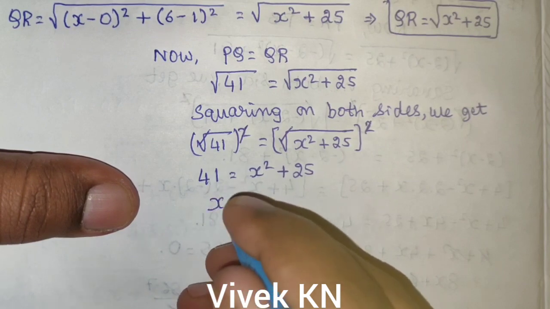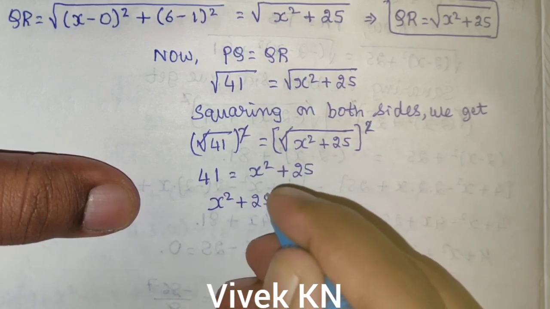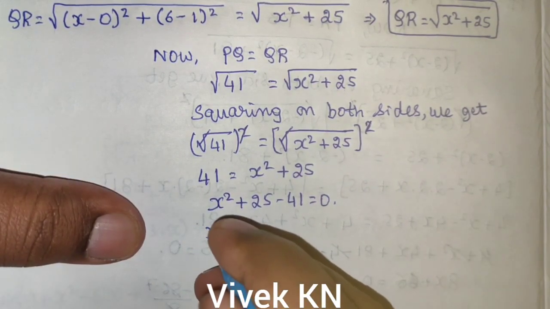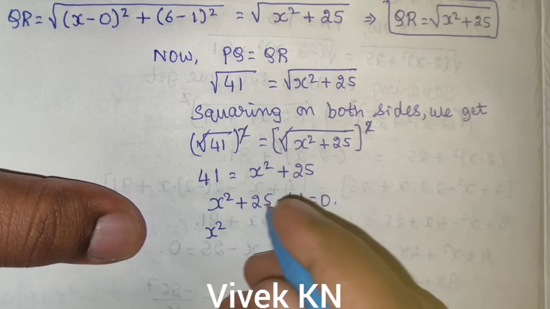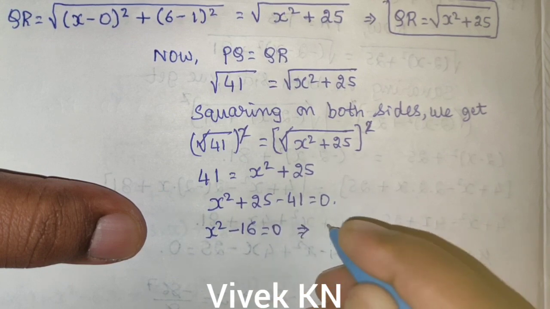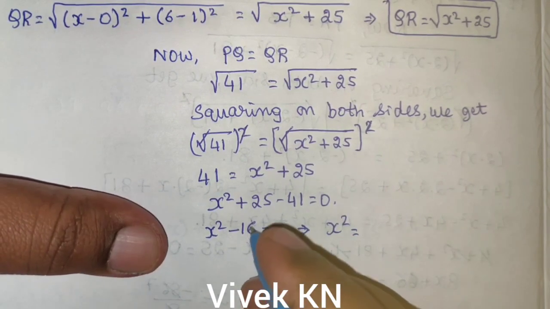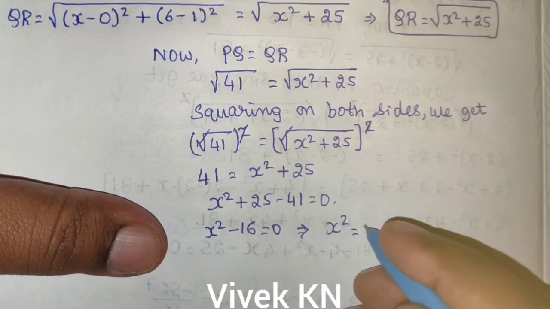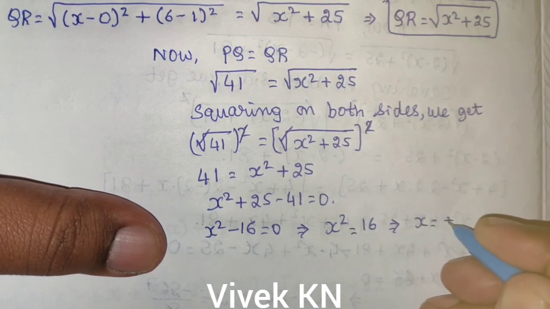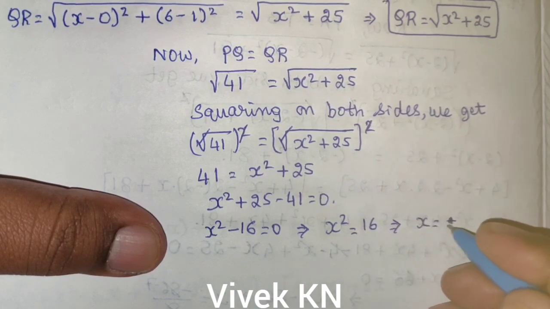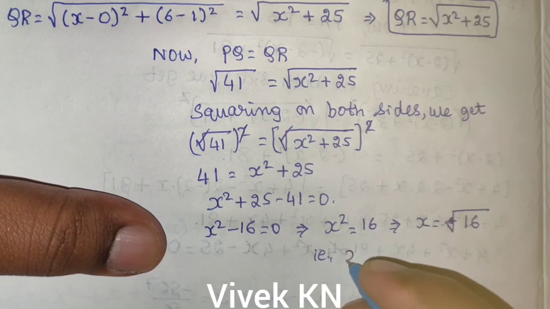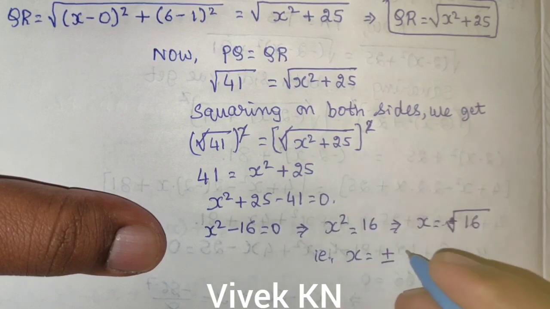It becomes minus 41. Minus 41 is equal to 0. That is x square minus 41 plus 25. We get minus 16 is equal to 0. That is x square is equal to, now let us shift this minus 16 to the RHS, it becomes plus 16. That is x is equal to plus or minus, x is equal to root 16. That is x is equal to plus or minus 4.